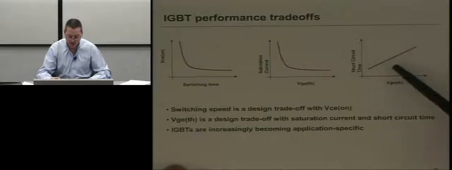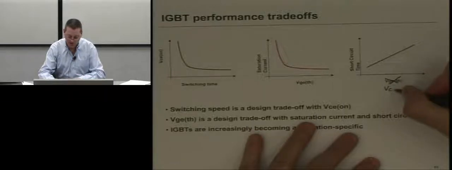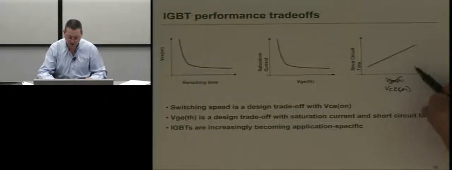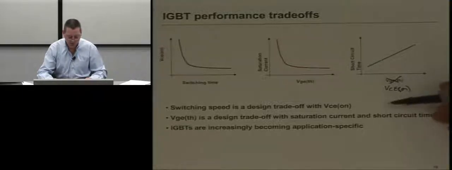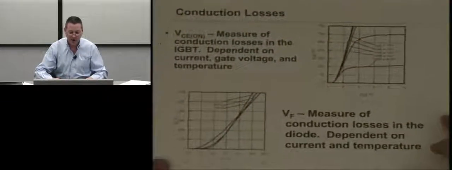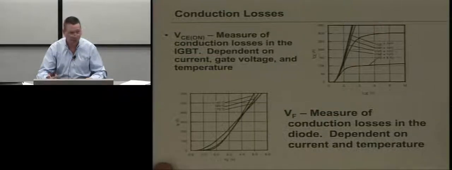And really, I'm sorry, this is a mistake here. This should be VCE on. So when you trade off, as you get better conductivity, you give up short circuit time. So the bottom line here is that when you design a device, you're trying to improve both saturation, switching characteristic, and its ability to survive a short circuit.